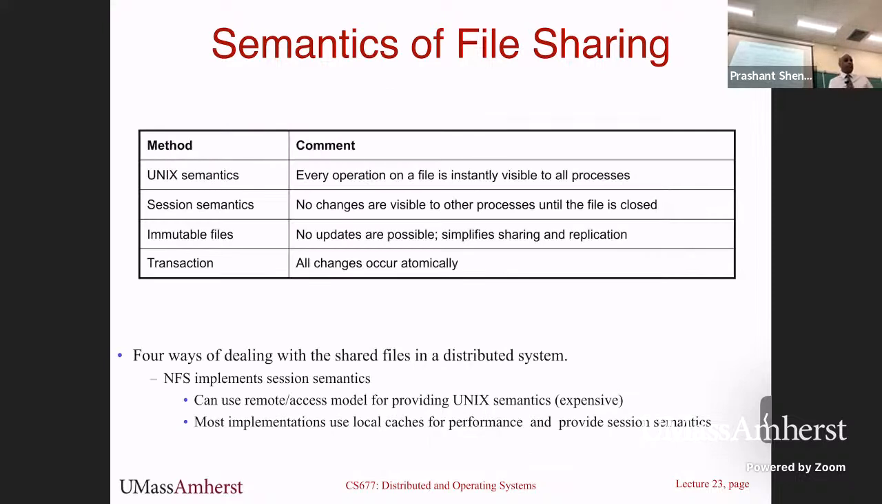So that brings us to all kinds of semantics that file systems support for what happens when a write is made to a file and so on. Unix semantics says every operation to the file is immediately visible to all processes. That's almost like strict consistency, but it only works on local machines. Unix semantics is hard to implement across multiple machines.